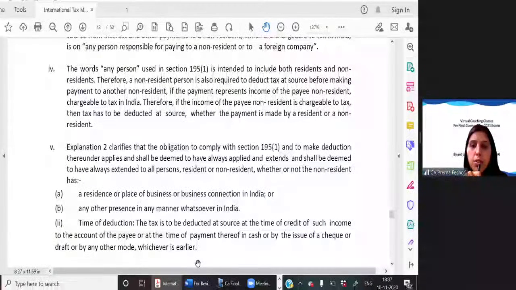Ankush, I didn't get your question. So if DTAA is applicable to a foreign company, then the rate will be 30%. Why, Ankush, are you saying that the tax rate for a foreign company is always 40%?